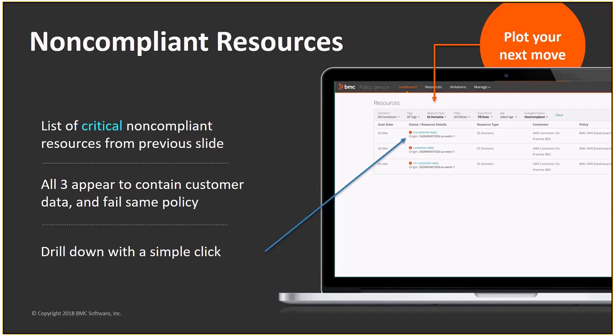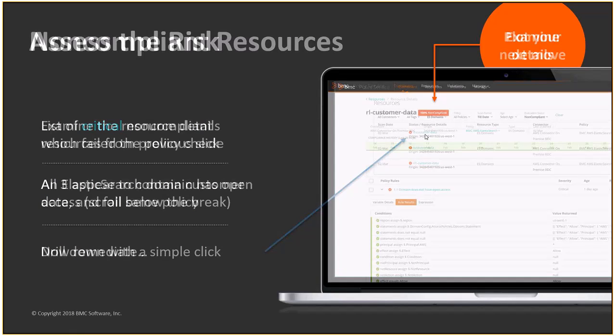This is a list of non-compliant resources under the Elasticsearch domain filter. At a glance, we see that all 3 resources appear to contain customer data. We know this because it has customer data in the name. Imagine that. So since securing customer data in the cloud is of paramount importance, let's click into one of the 3 resources to drill into more detail. Click.